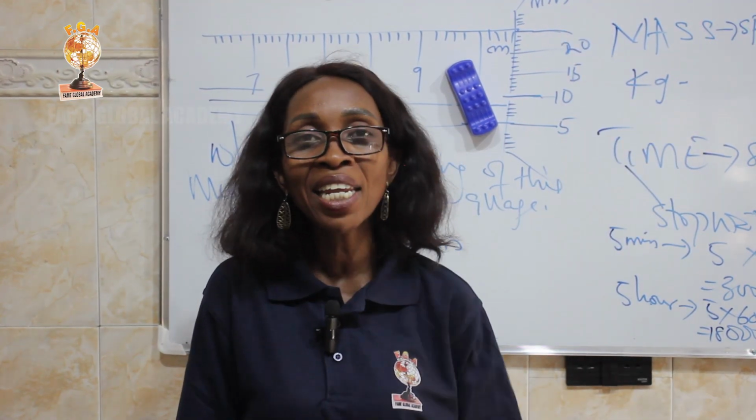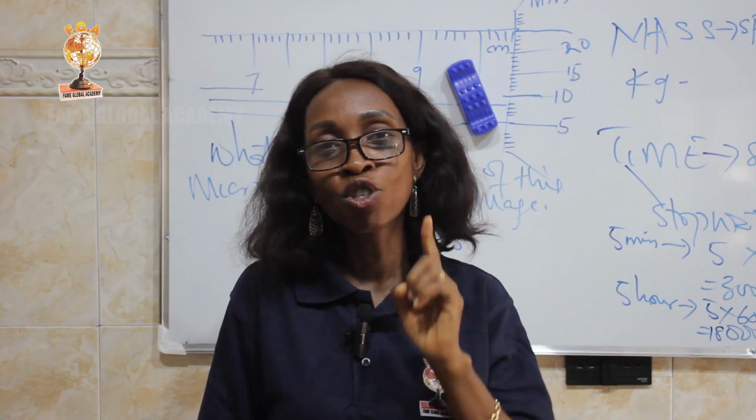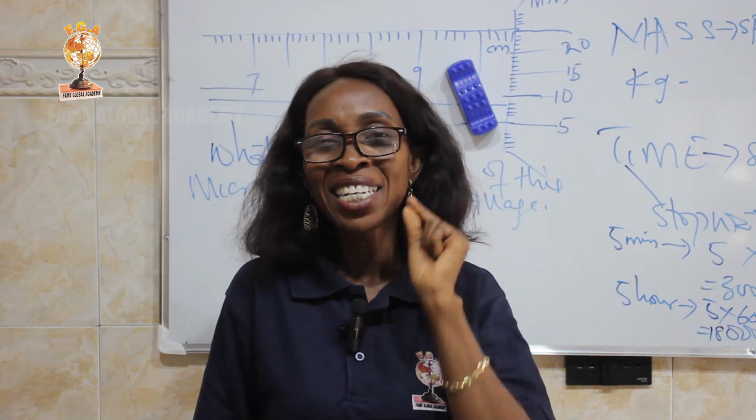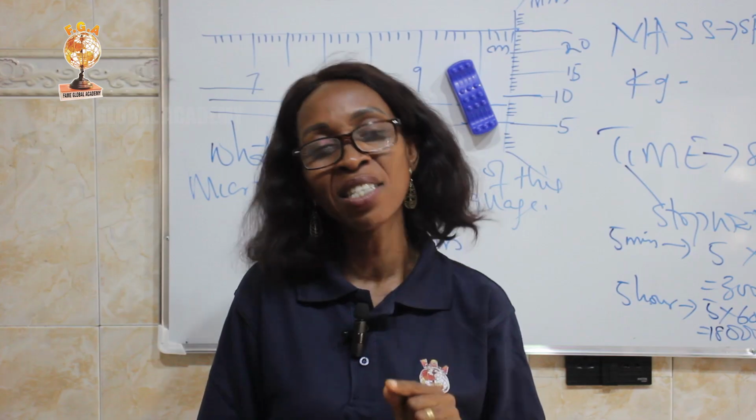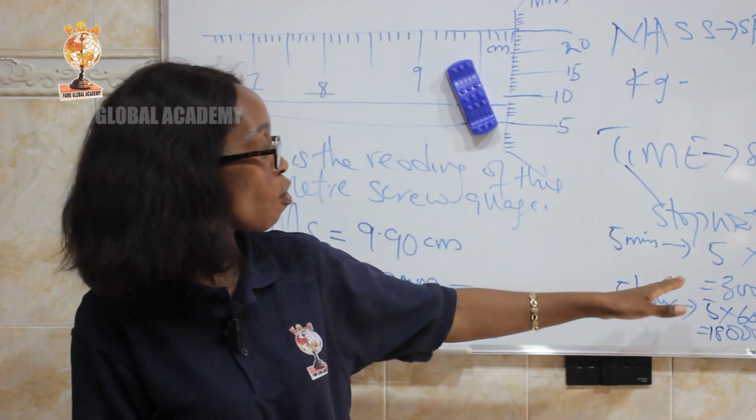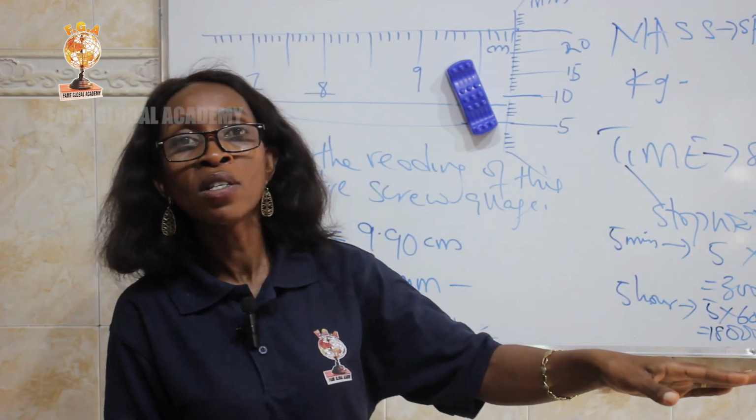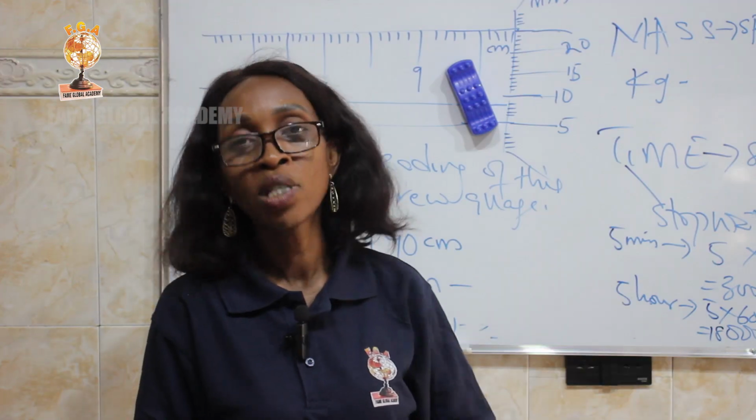And for now, in the lab, we use what we call the stopwatch. So don't forget that the SI unit for time is the second. And lastly, we talked about how we can convert from minutes to seconds and from hours to seconds.